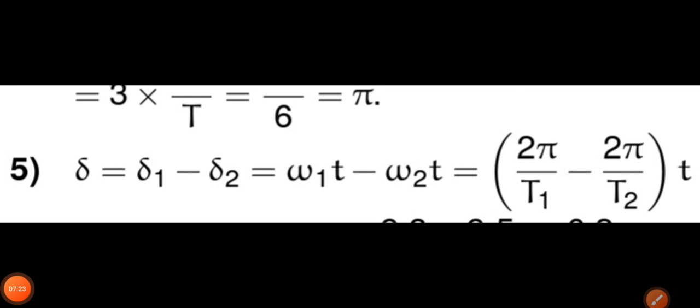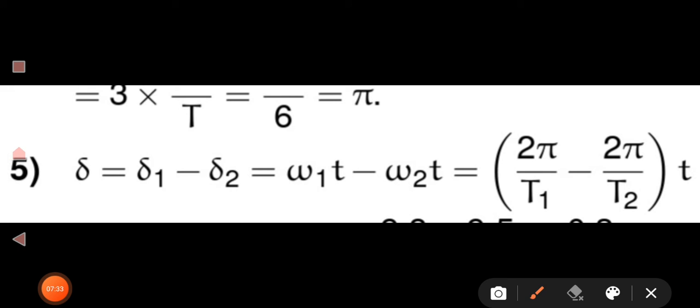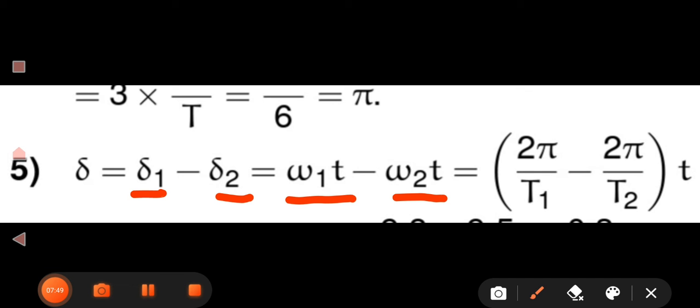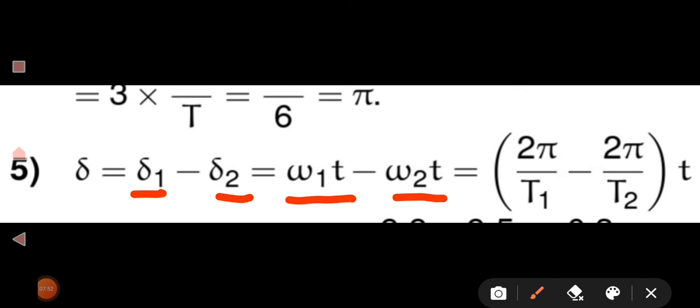Friends, for question number 5, I am giving you the hint that the phase difference delta is equal to delta 1 minus delta 2. Here delta 1 is equal to omega 1 t and delta 2 is equal to omega 2 into t. So 2 pi by T1 minus 2 pi by T2, multiplied by the small t. Try to put these values so that you will get the correct answer for this question. So this question you have to solve. I think option number A is the correct one. You should check by substituting the values in the given formula.